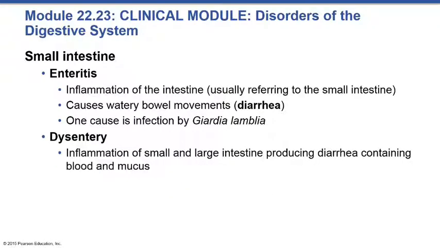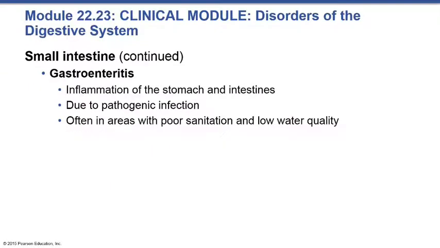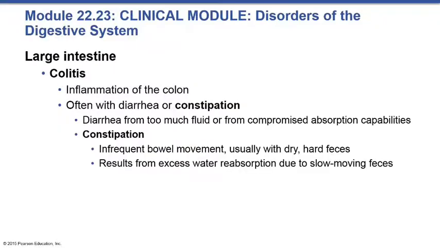Enteritis would be an inflammation of the small intestine. Again, any number of things can cause it. There can be infection, Giardia, for example, that could cause diarrhea. And then dysentery would be diarrhea containing blood and mucus from significant inflammation. Gastroenteritis, again, is inflammation of the stomach or the intestines due to some sort of infection, usually caused by poor sanitation or low quality of water.